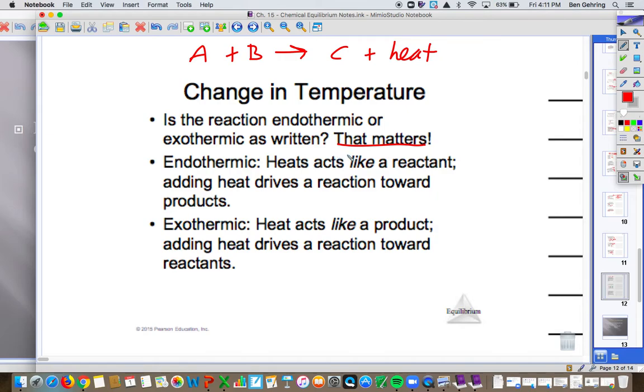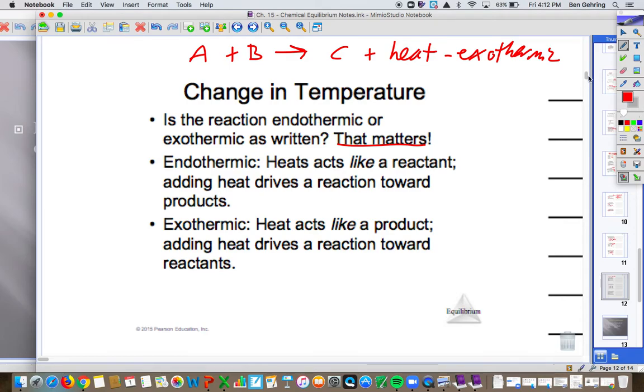So if it's endothermic, heat acts like a reactant. Adding heat drives the reaction toward the product. If it's exothermic, heat acts like a product. So in this case, this is exothermic, because I'm producing heat. So adding heat is going to drive this reaction toward the reactant side.